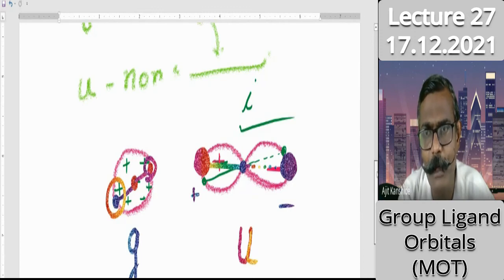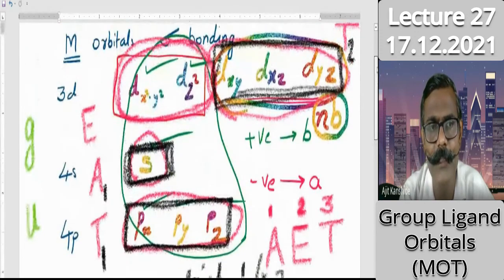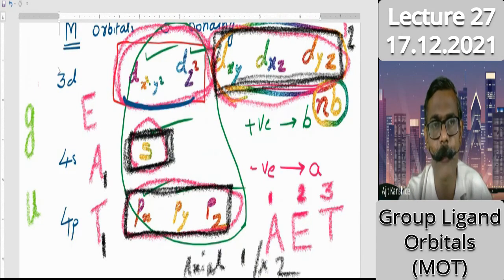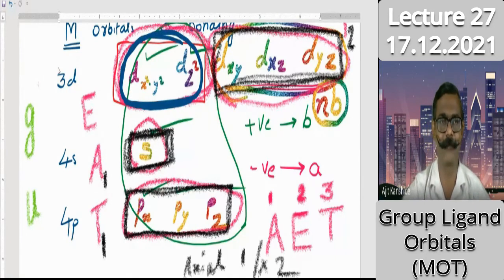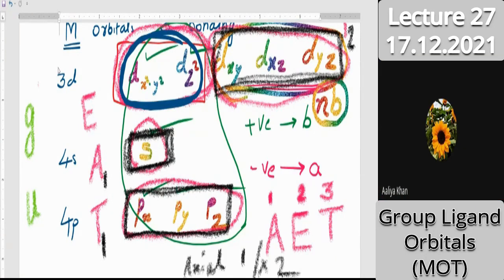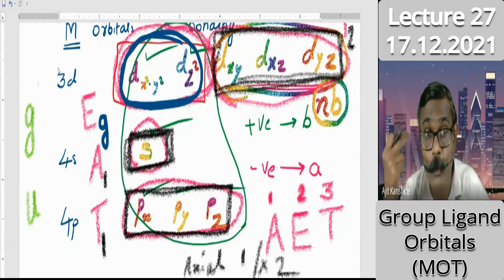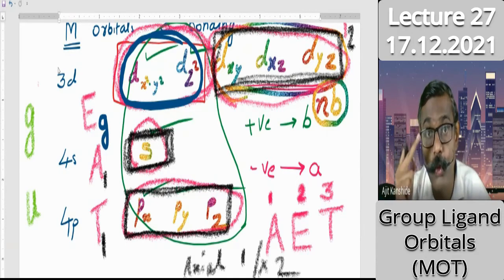Will you apply this concept now? Okay, apply the concept here. Tell me for these orbitals, dx square minus y square and dz square: gerade or ungerade? D orbital. Gerade. Good. Therefore, we represent Eg. So those students who could not answer have to work on this point.